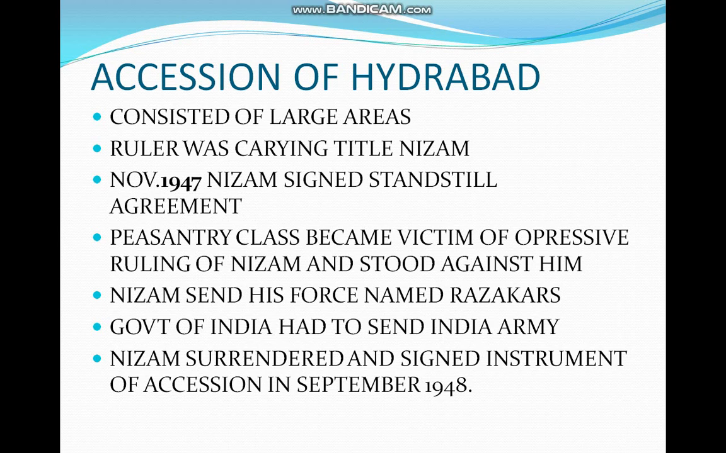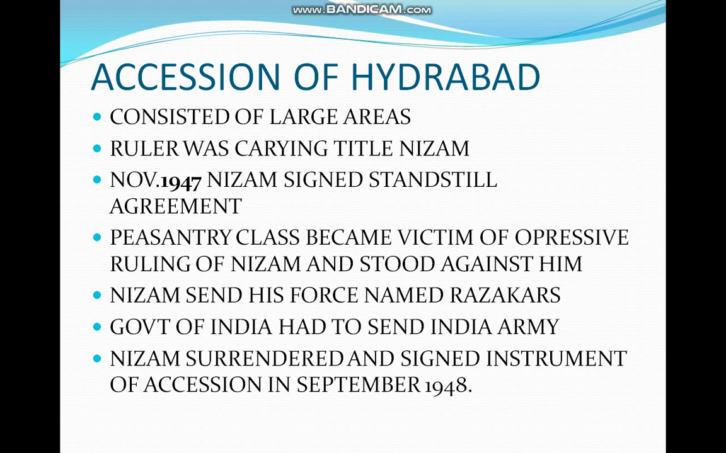Hyderabad covered a very large territory including some of today's parts of Karnataka, Maharashtra and Andhra Pradesh. Its ruler carried the title of Nizam, one of the richest persons in the world. In November 1947, he signed a standstill agreement to take some time to think about the merger with the Union of India. In the meantime, the peasantry became the victim of the oppressive rule of the Nizam and rose against him. Gradually, the common people also joined the peasantry movement against the Nizam.